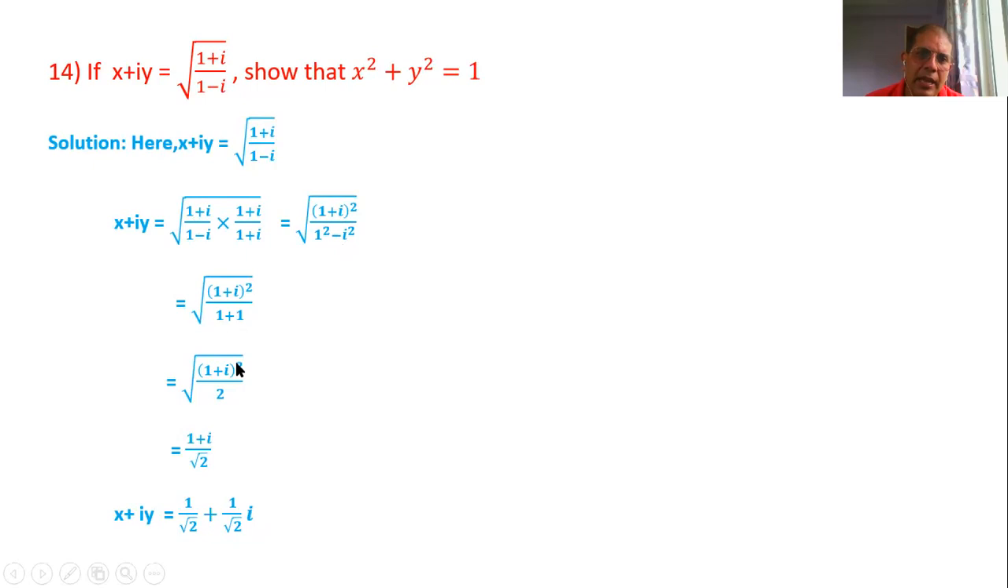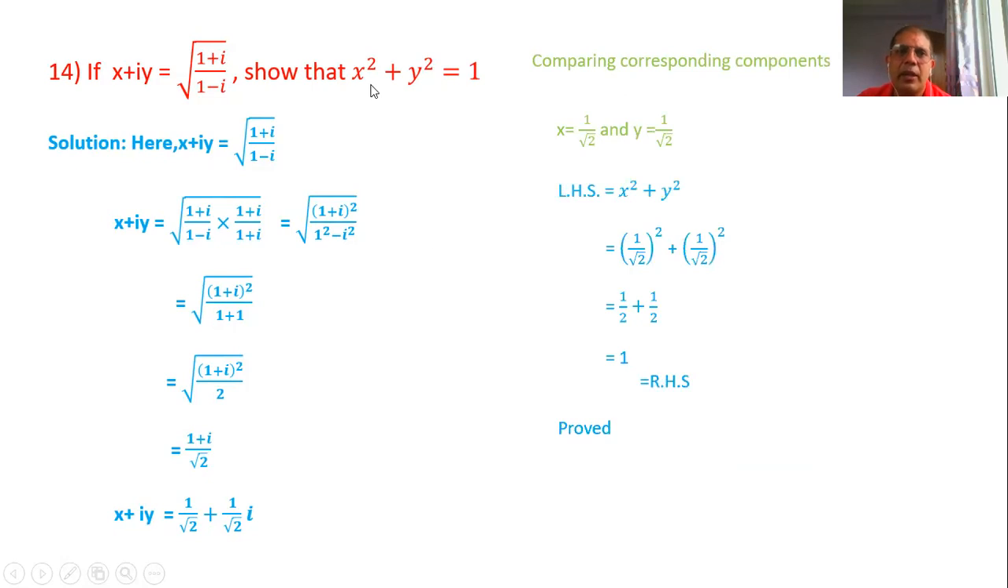Now it is (1 plus i) whole square divided by 2, and if you remove this root, you will get (1 plus i) divided by root 2. Now separate this: 1 by root 2 plus 1 by root 2 i. So x plus iy is equal to 1 by root 2 plus 1 by root 2 i. Now comparing corresponding components, x is equal to 1 by root 2 and y is also 1 by root 2. Now you can start from your LHS, x square plus y square.